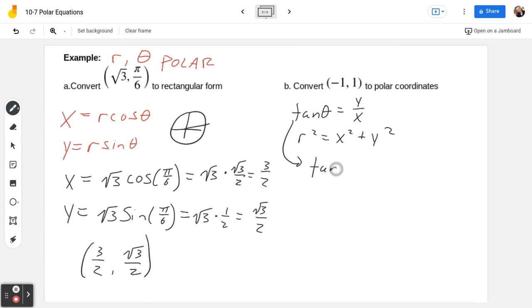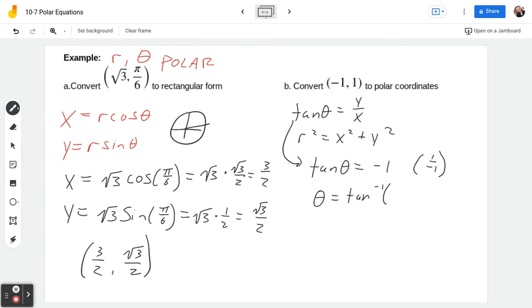I know that tangent of theta is going to be equal to y over x, which is basically negative 1 over, well, technically 1 over negative 1. I just plugged in. We're going to take the arc tangent. Ooh, I haven't done that in a while. All right, so we're going to take the arc tangent here of negative 1.